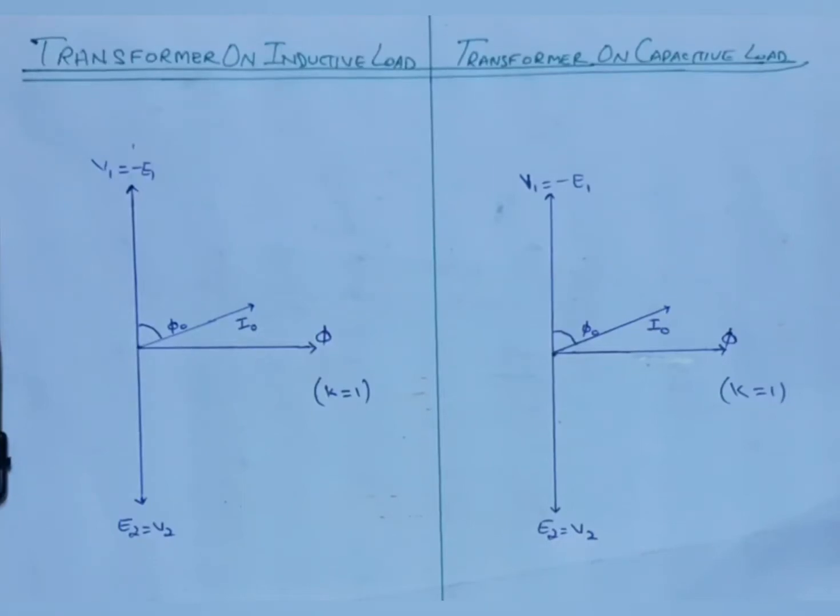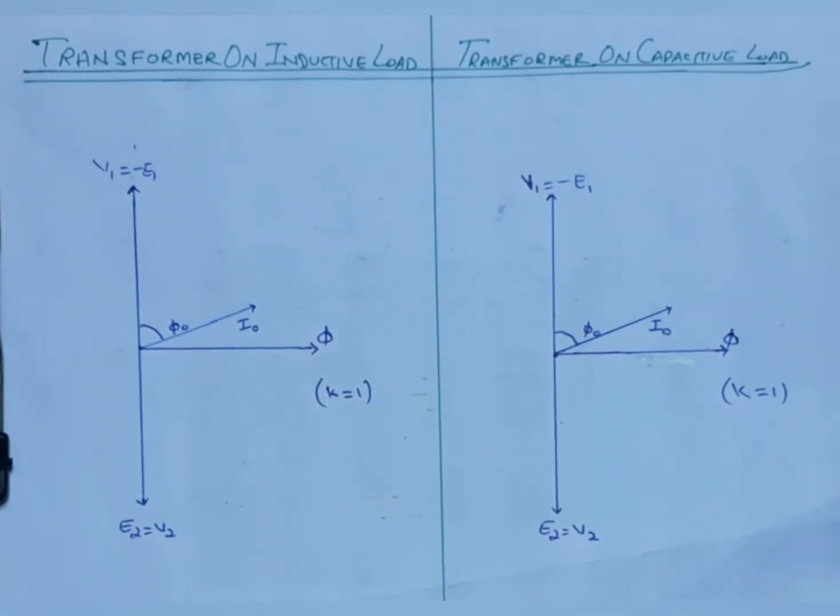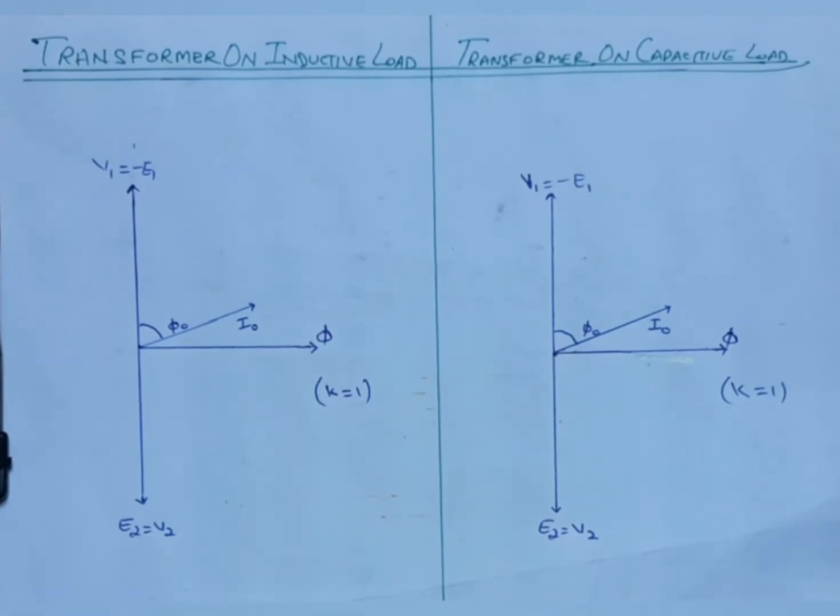Hello students, in the previous videos we saw how the transformer was behaving when it was on no load. We saw how the no load primary current I0 was flowing in the core. We saw the components of the no load primary current I0 and we resolved it into I magnetizing and I working. We also made the phasor diagram of the transformer at no load.